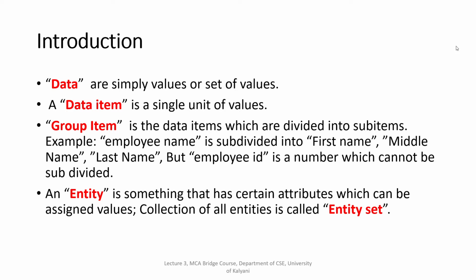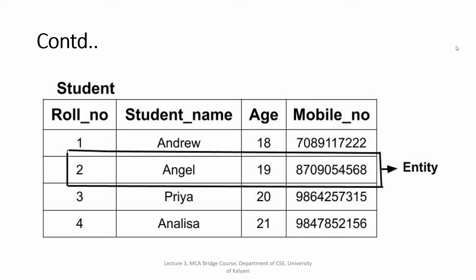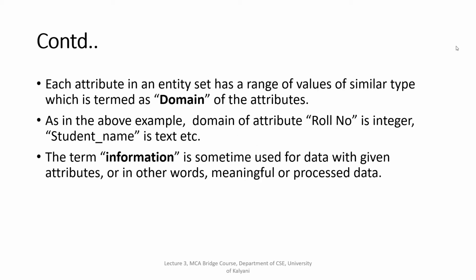Any real-time conceptual thing that can be designated as an entity, something like temperature, velocity, any other object that can be an entity. For example, student is an entity set, and each entry in the table is called the entity. The whole table is called the entity set.